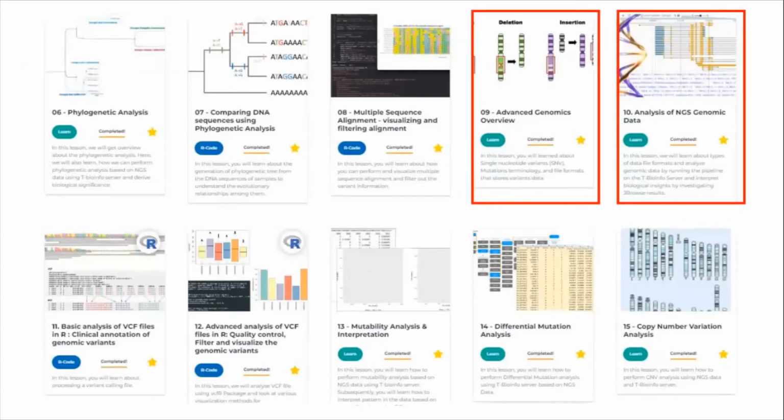Another lesson is Lesson 10, Analysis of NGS Genomic Data. Here you will analyze genomic data and interpret biological insights using JBrowse. The full course contains a lot more information that you can choose to explore independently at your own pace, so do not worry about completing all of them immediately.